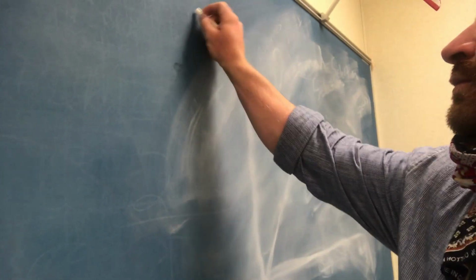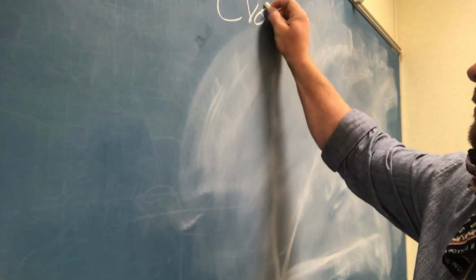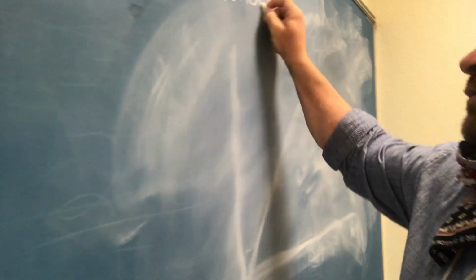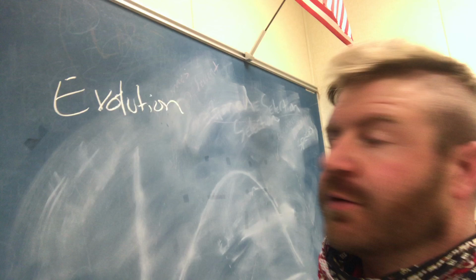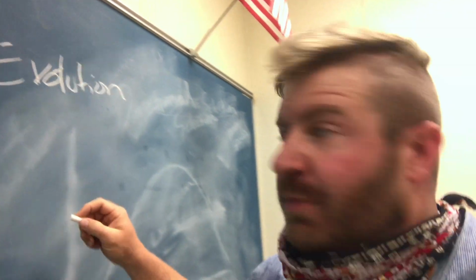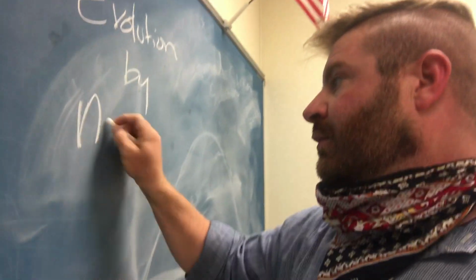So back to diversity. Here's how you get diversity: evolution, right? That's how we get all the species that we have on Earth. Now, remember, that's by natural selection.